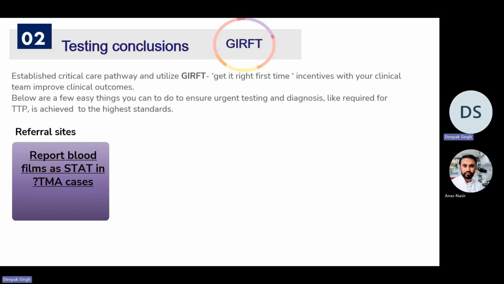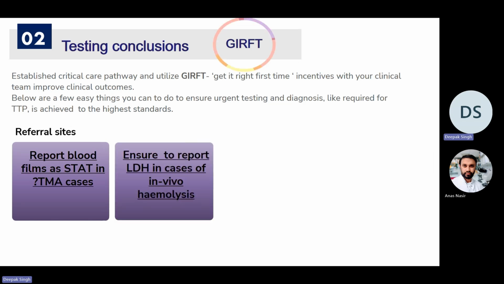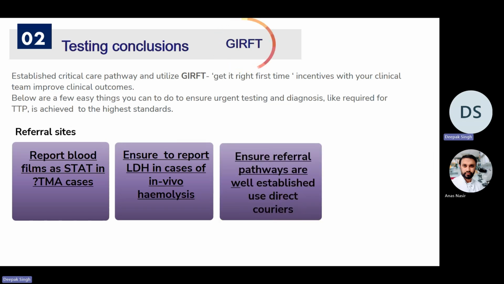So referral sites, reporting the blood film stats in all TTP cases 24/7 is, I think, imperative. Getting a competent staff member to do it also to make sure that they pick out the genuine fragments and don't mistake it for other types of fragmentation, like Burr cells, for example. Chemistry and other supporting teams, to report the LDHs and other tests is also vitally important to the referring lab. Having an SLA set up with your referral sites, and if you are using couriers, please make sure that they are direct couriers.